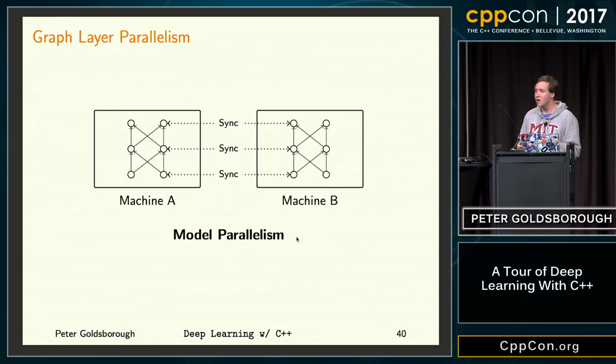And this might seem like more of an overhead, but there are actually various benefits to this kind of parallelism. The first is that if your model is so large that it doesn't even fit on a single machine, then model parallelism is the only way to even parallelize it at all.